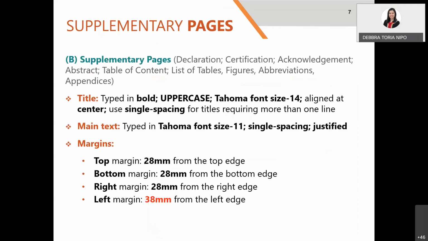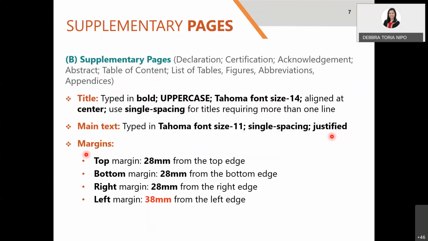All right, so after your hardcover and title page, your supplementary pages will come next. These supplementary pages consist of declaration, certification, acknowledgement, abstract, table of content, list of tables, figures, abbreviations, and appendices. For these supplementary pages, the title should be typed in bold, uppercase, Tahoma font size 14, aligned at center, and use single spacing. Only for the title, yeah.